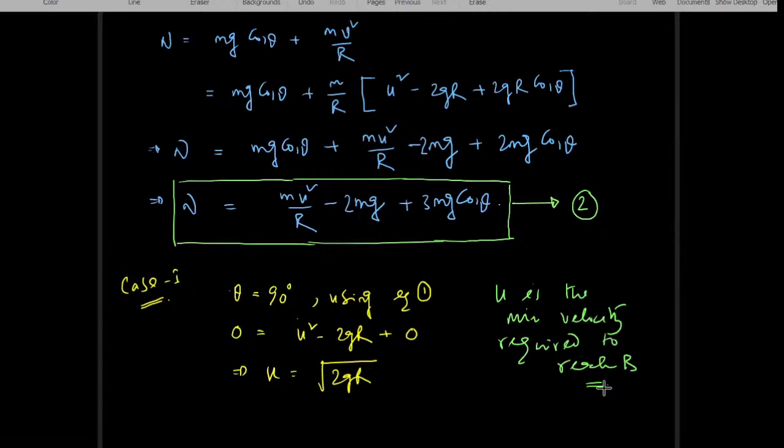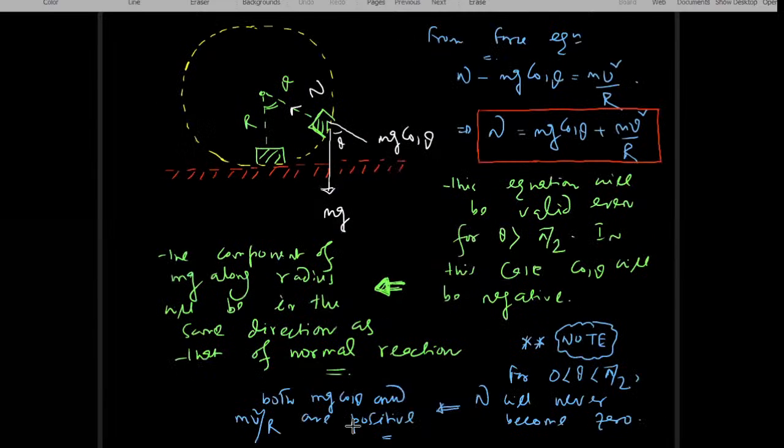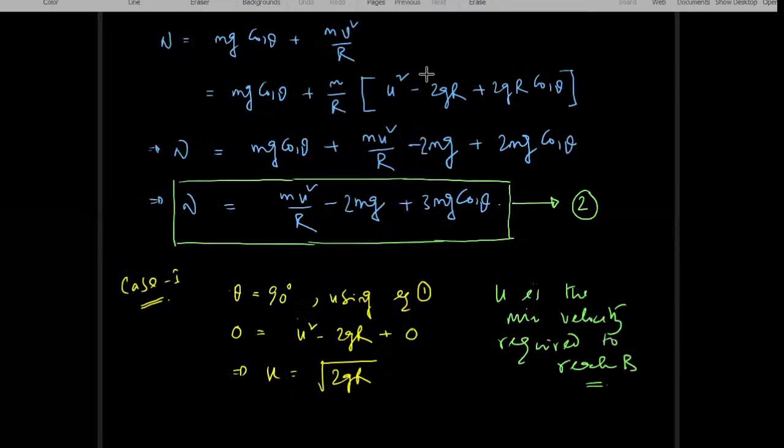Next question is, sir, why did you use equation number 1 instead of equation number 2? See, I already told you previously that for any value of theta which is less than or equal to pi by 2, normal reaction is not going to be 0. Correct? So if normal reaction is not going to be 0, then I cannot use this equation. But yes, if it reaches exactly point B, then what will be the situation in this case? What am I supposed to write?